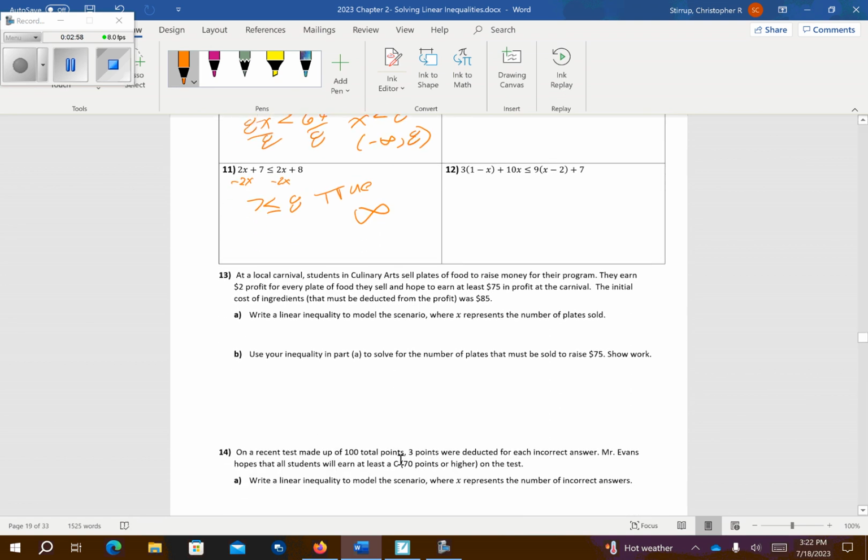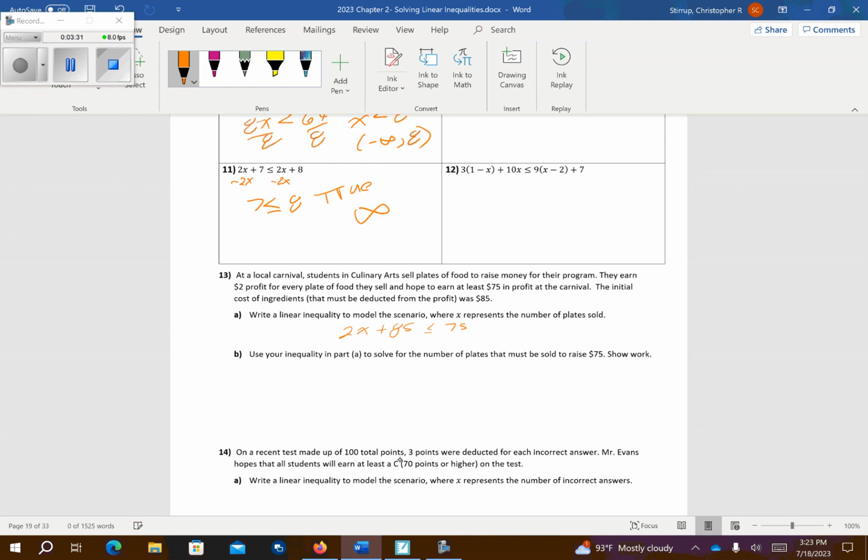Number 13, at a local carnival, students at the culinary arts sell plates of food to raise money for their program. They earn $2 profit for every plate of food they sell and hope to earn at least $75 in profit at the carnival. The initial cost of the ingredients that will be deducted from the profit was $85. So they're making $2 profit, and then they spent originally $85, and they hope to earn $75.